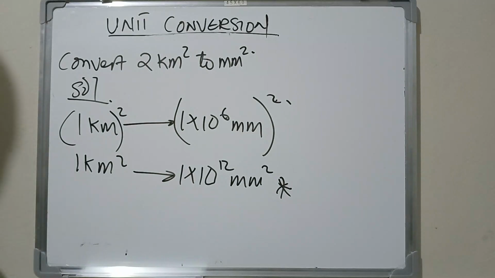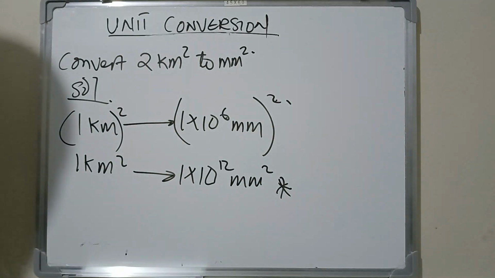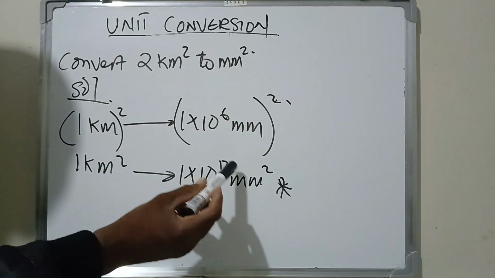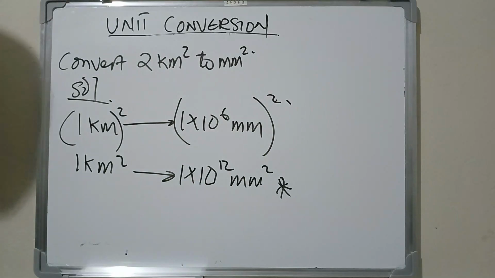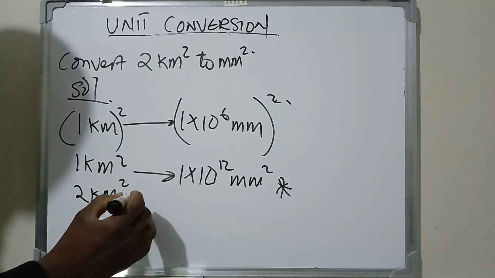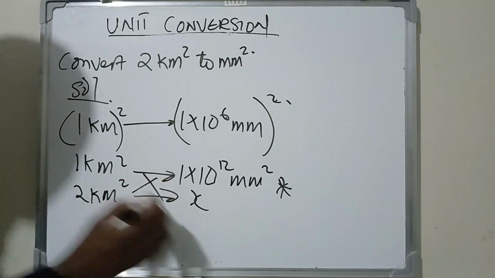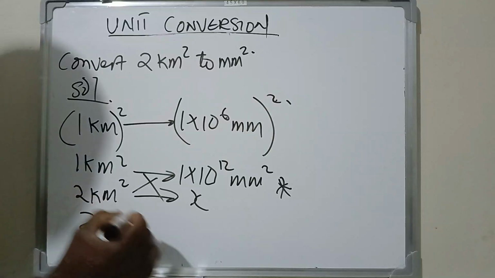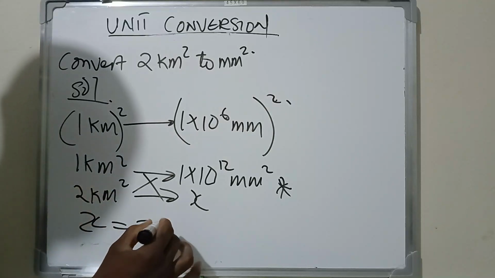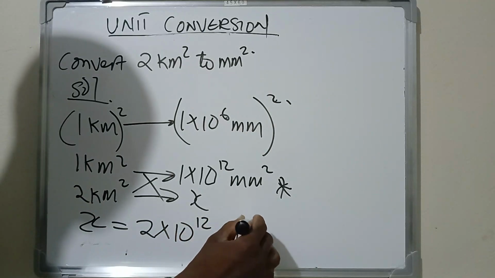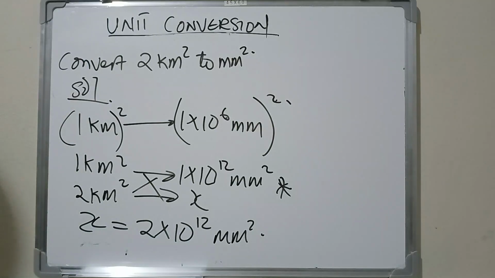So you may not even need to master all this. If 1 square kilometer is equal to 1 times 10 to the power 12 square millimeters, what about 2 square kilometers is equal to x? So we just cross multiply. So x is equal to 2 times 10 to the power 12 square millimeters. It is as simple as that.